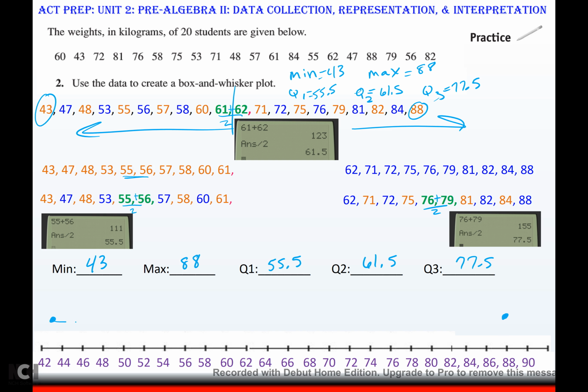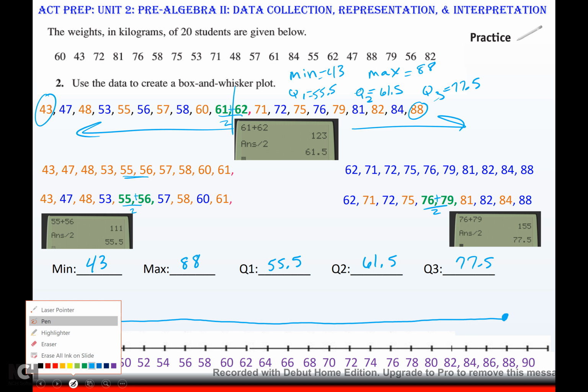And then, like I said, I like to go ahead and draw that line connecting them, because then you know where to put your dots. It's easier to line everything up. Alright, so there's my min and max.